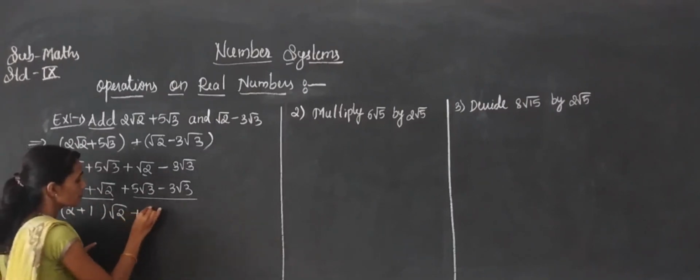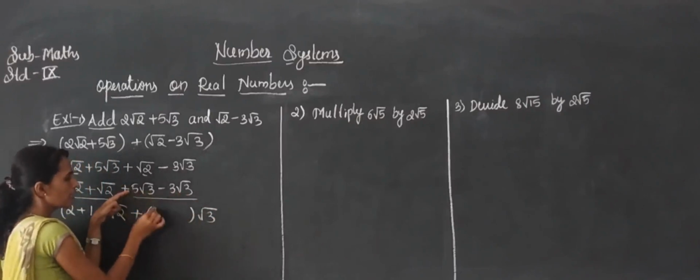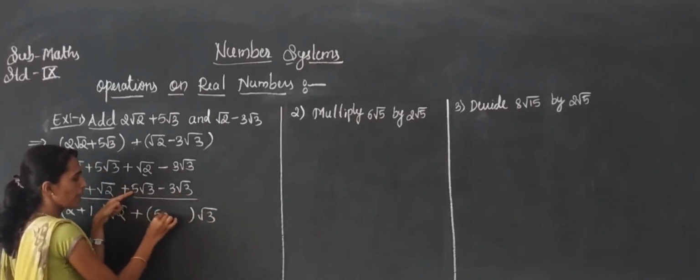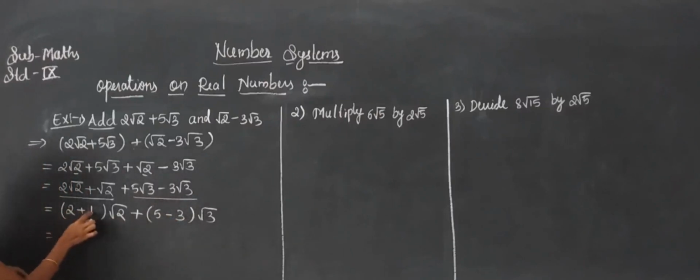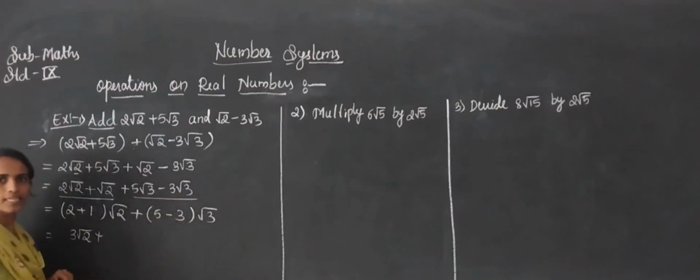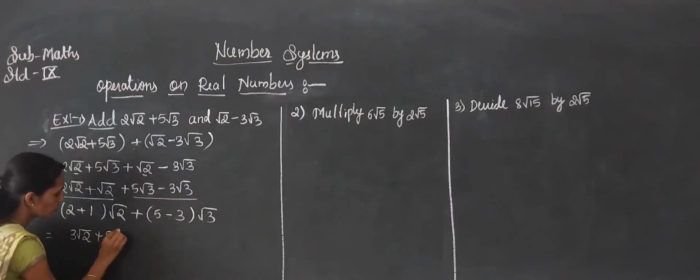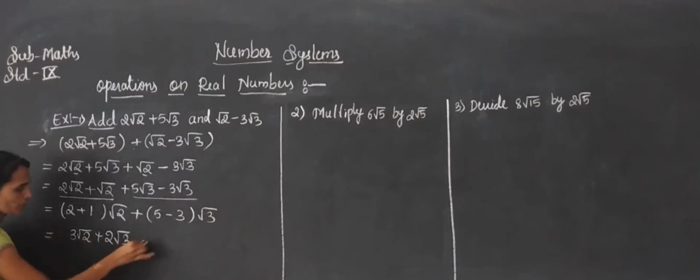So plus. Here in between these two, root 3 is common. Except root 3, 5 is there minus here 3 is there. So 2 plus 1 is 3, this root 2 as it is. So plus 5 minus 3 is 2, so that is also 2 root 3. In between these two nothing will be common, because here root 2 is there, root 3 is there. Both are different terms here. So the solution ends here.